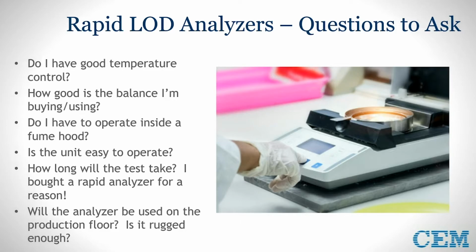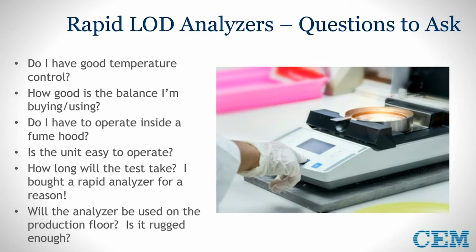Next, do I have to operate inside a fume hood? So you need to look at what kind of samples you're running, if there are any risks to personnel, if those vapors are released into the laboratory. Most loss on drying instruments do not have active ventilation, so you've got to consider where you're going to place that moisture balance. Next thing to consider is how easy is that unit to operate. The reason we go to these rapid alternatives is to make things faster and easier. So if you can pick one that you find easy to use, then that's one thing to consider.